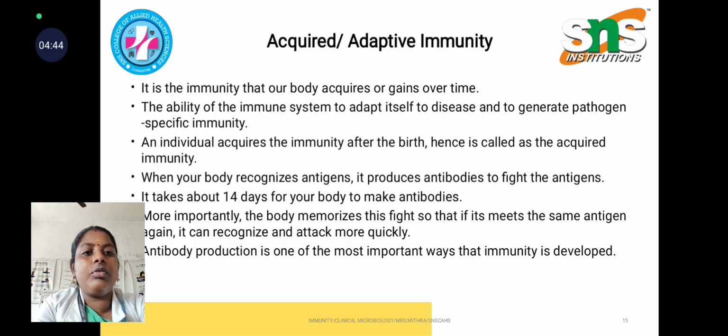These are all about the types of immunity: natural immunity and acquired or adaptive immunity. Natural immunity comes by birth, and acquired immunity is gained over time, that is, after birth. We will see the next topic in the next chapter.